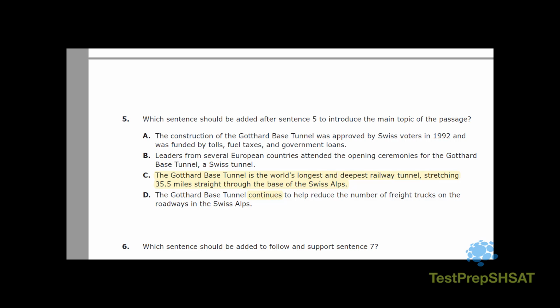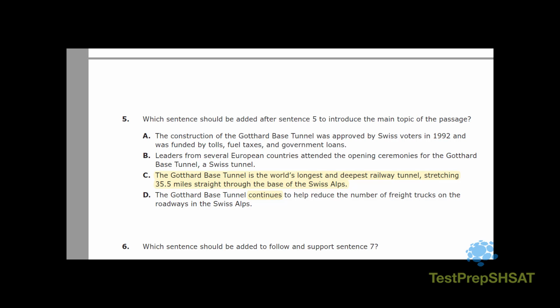So the correct answer here is actually going to be C. The Goddard-based tunnel is the world's longest and deepest railway tunnel, stretching 35.5 miles straight through the base of the Swiss Alps. They're telling us what it is and why it's relevant to solving the problem. Answer choices A, B, and D are not the main ideas of the passage, which is what you need to figure out to find that final sentence that should be added at the end of the intro. It should be the topic sentence or the thesis claim.